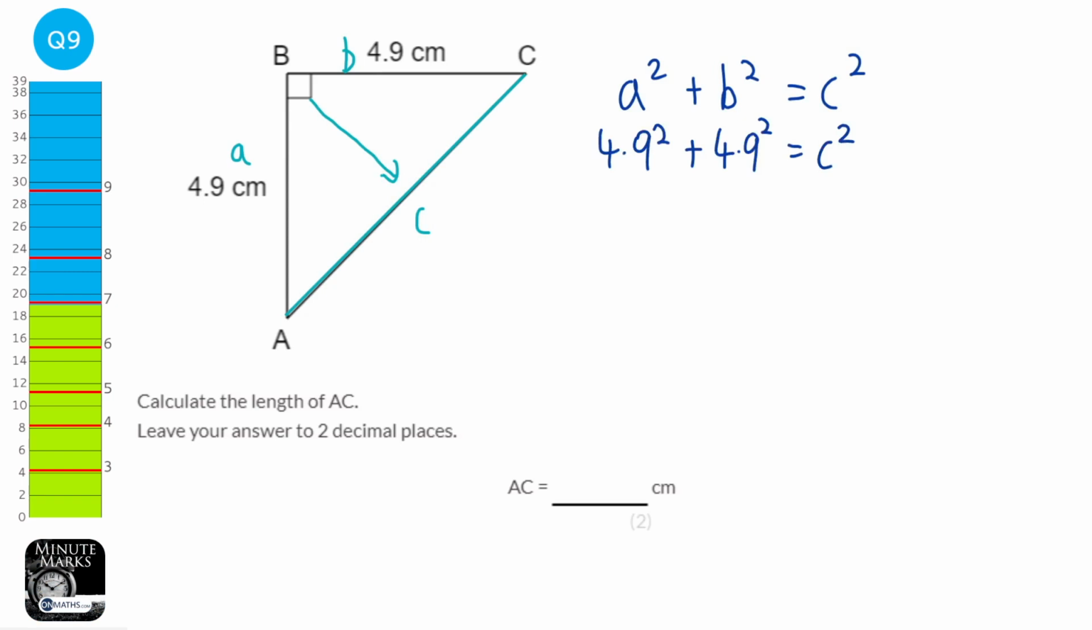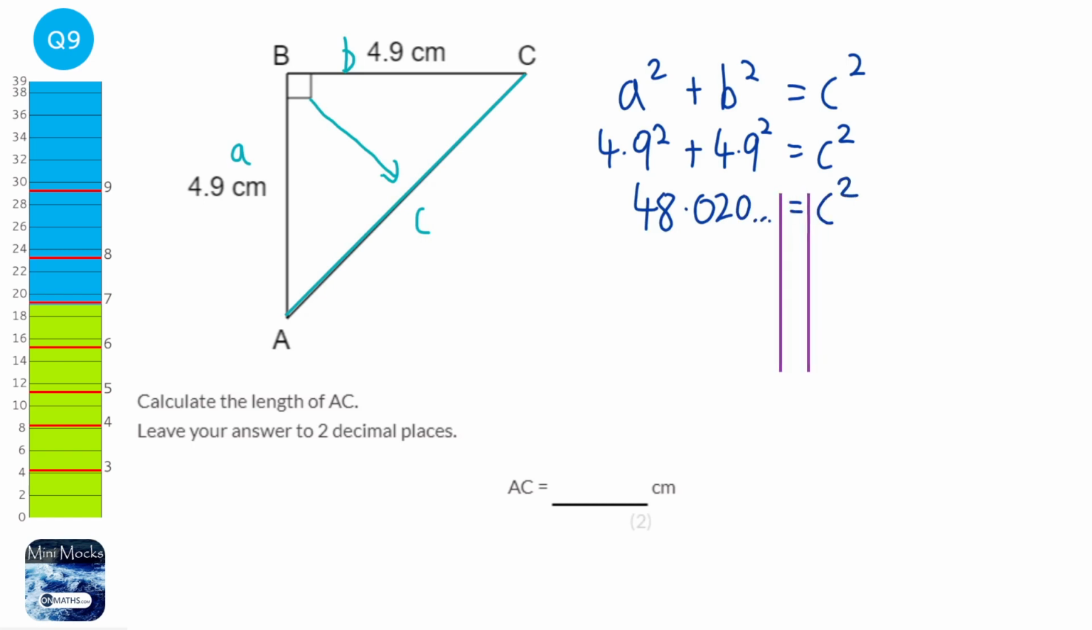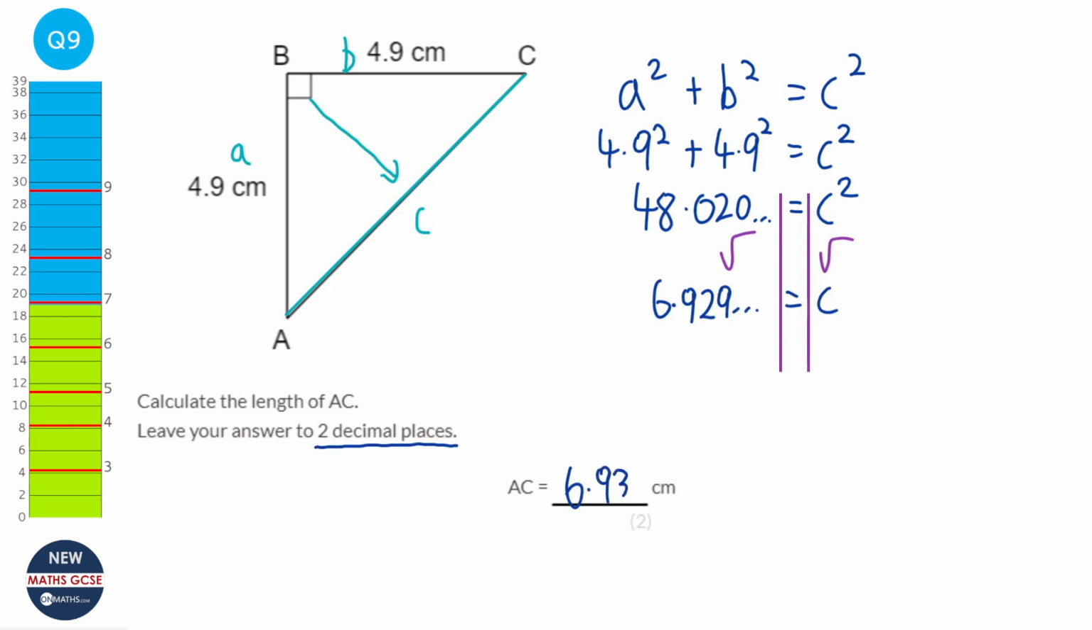So we're going to add the 4.9 squareds together, and that will give us 48.020 and so on. And here we're going to do a bit of solving. So we're going to square root both sides to find out what C is. So square root of 48.020 and so on is 6.929 and so on. Rounded to two decimal places, this will be 6.93.